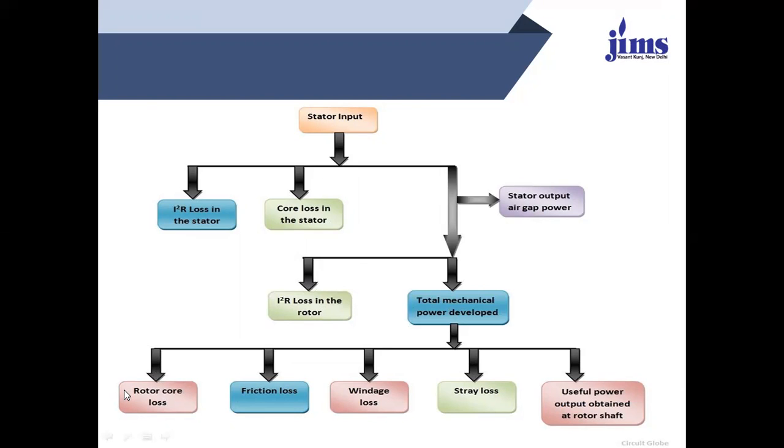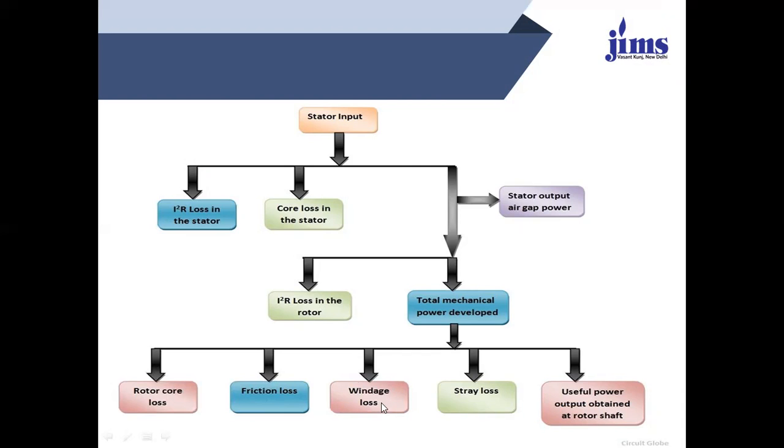But before reaching the useful power output obtained at the rotor shaft, some losses will be associated there which we cannot avoid. So there is rotor core loss, and there are friction losses, as the rotor rotates within the air gap. Friction arises between the air and the rotor part, so some friction losses are associated there. Then there will also be some windage losses.